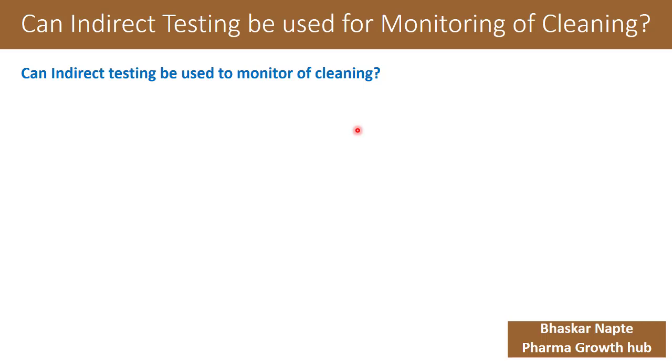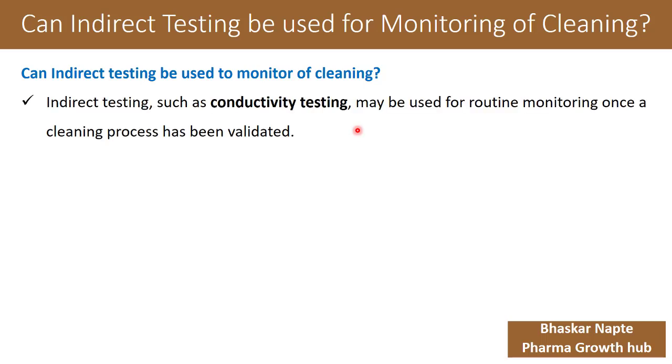The question is, can the indirect test procedures like TOC or conductivity or maybe sometimes pH be used or not? So according to this particular guideline, indirect testing, such as conductivity testing, may be used for routine monitoring once a cleaning process has been validated. So it is a very clear indication that the indirect testing procedures cannot be used for the cleaning validation.